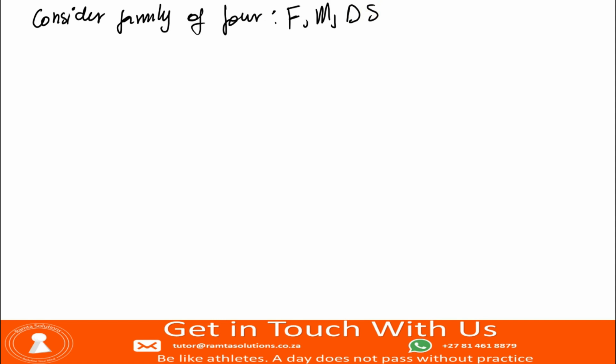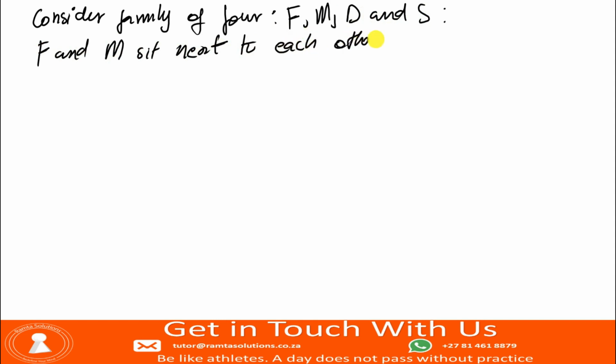So as an example, I'm pausing a bit on this question. Let's consider a family of 4, including father, mother, daughter, and son. So now let's say father and mother sit next to each other. I want you guys to look at this.